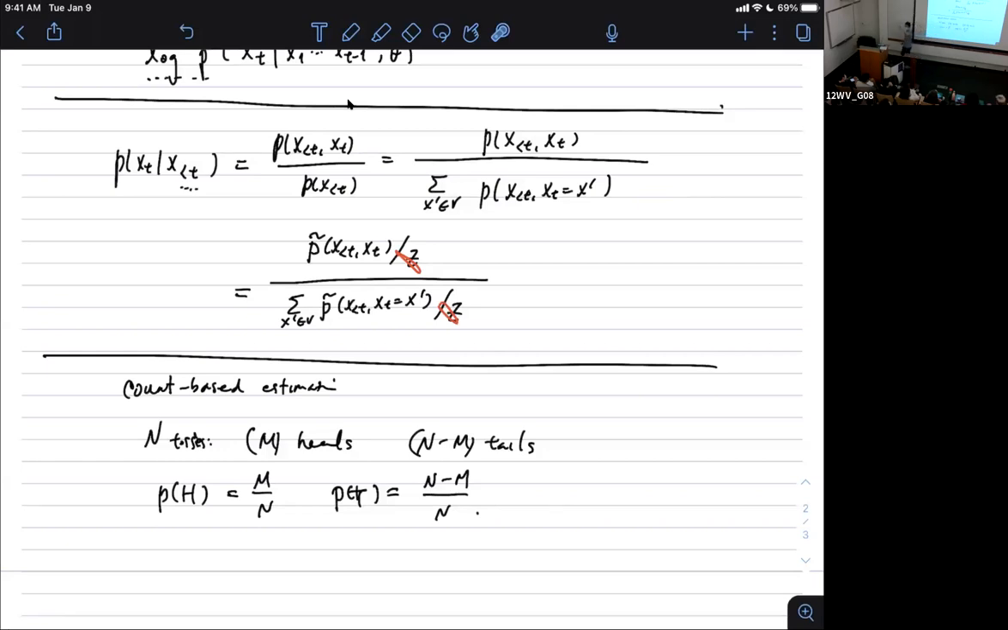And that's it. Yes? When you canceled out the Z's, does that assume that the partition function of the numerator and the denominator are the same? Oh, it has to, because I'm using the same function, P tilde. Yes.